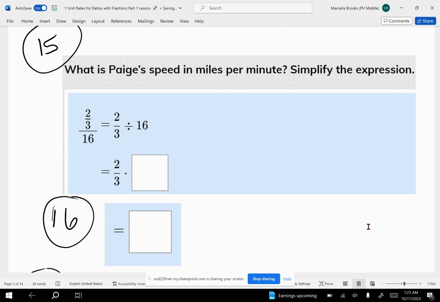So they rewrote 2/3 over 16 as 2/3 divided by 16. They rewrote it for you. So now what does that turn into? You keep. They already changed it for you. And then we flip. Remember, we write 16 as 16 over 1, so it's going to be 1 over 16. And then you multiply straight across. So 2 times 1 is 2, and 3 times 16 is what? And then you're going to write your answer right here.